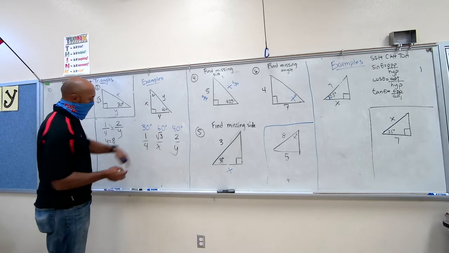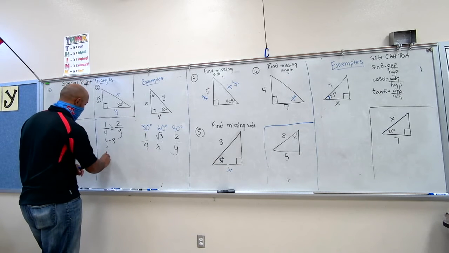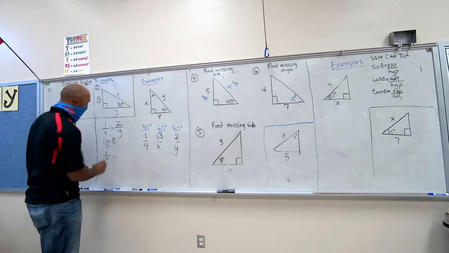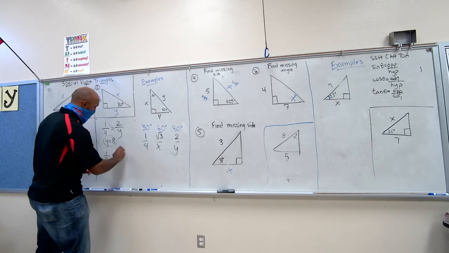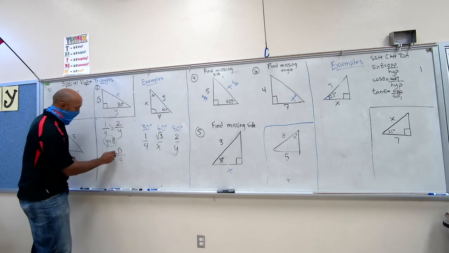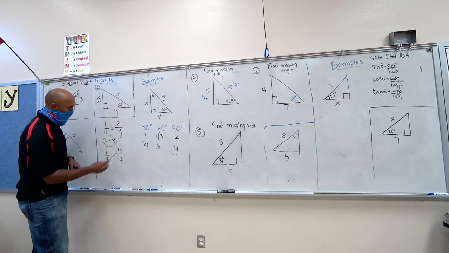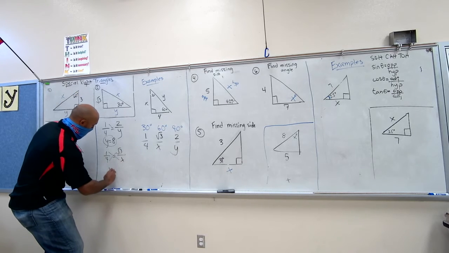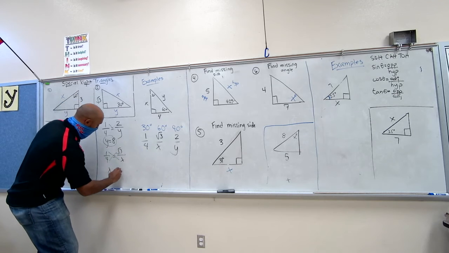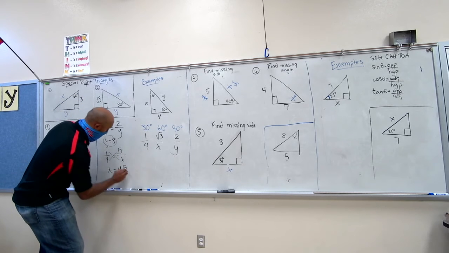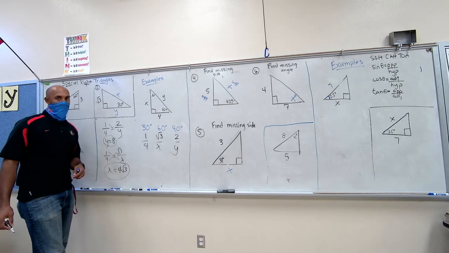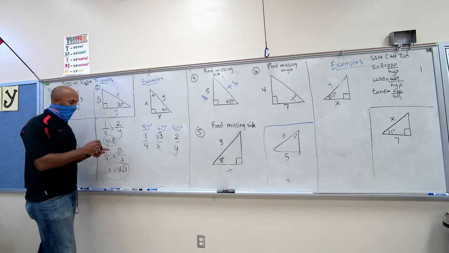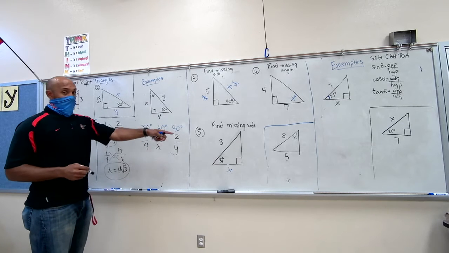Now this one, let's set that up. Same thing. 1 over 4 equals square root of 3 over x. Cross multiply. Oops, sorry, that's supposed to be an x right there. And then x equals 4 times the square root of 3, which I can't multiply those two, so it's just 4 rad 3. All right, so that's how you set that up. That's a 30, 60, 90.